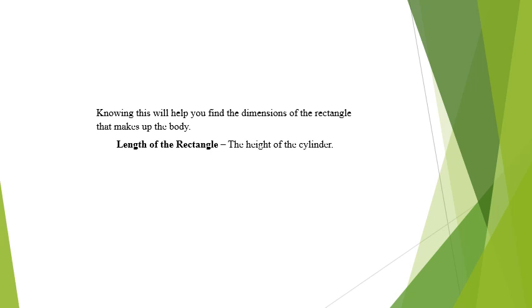So the length of the rectangle is just the height of the cylinder, how tall the cylinder is. And the width of the rectangle is the circumference of that circle, because remember that edge of the rectangle wrapped all the way around the circle. And how do we find the circumference of a circle? 2 times pi times r.